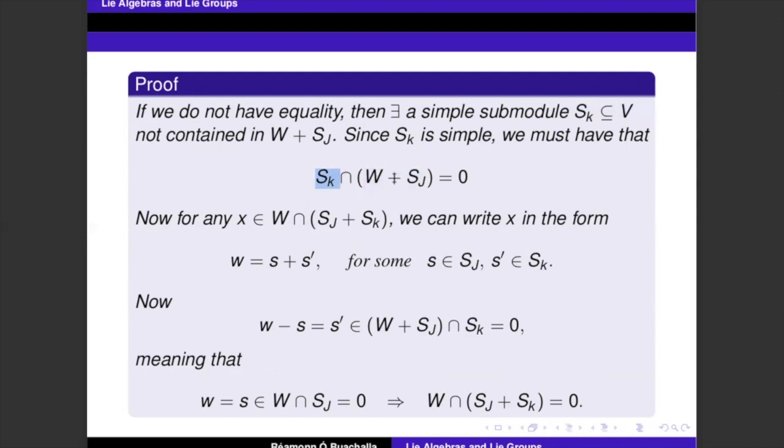So that means that this intersection here has two choices. It can either be the whole thing, which would tell us that s sub k was contained inside the direct sum. But of course, that would contradict our defining assumption about s sub k. So the only other option left is 0, which means that they have no intersection.